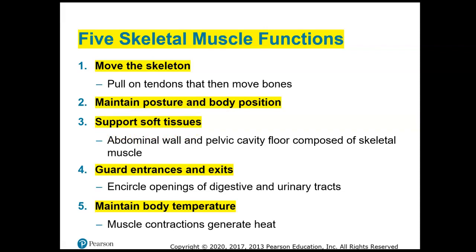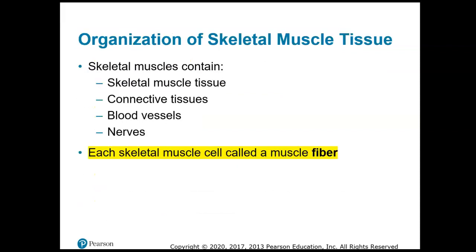So if you think about your abdominal cavity, there's really no bones that protect your stomach and your intestines, but there is a layer of abdominal muscles, and those help support the soft organs and soft tissues deeper in the abdominal wall, in the abdominal cavity. The muscles that guard entrances and exits are called sphincters. And then muscles help to maintain body temperature. The more muscles contract, we generate body heat.